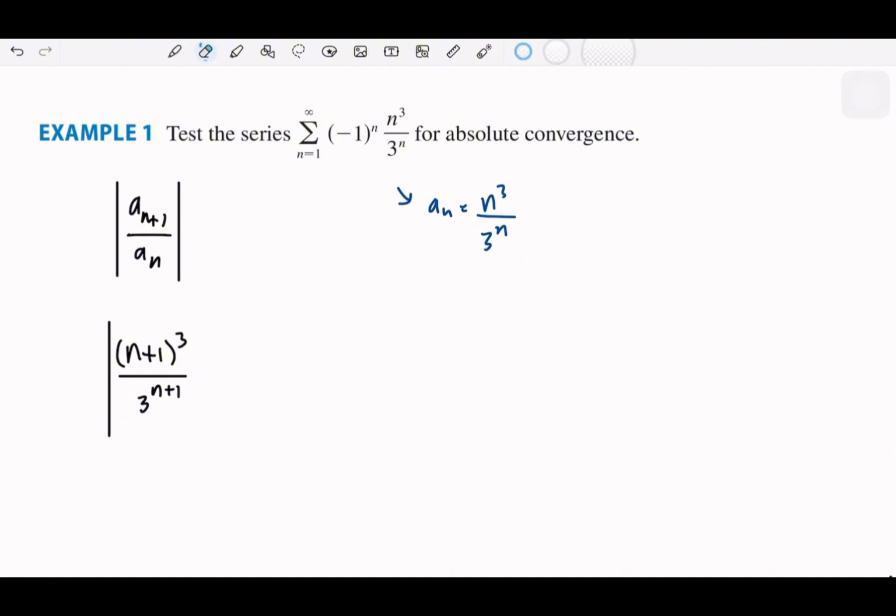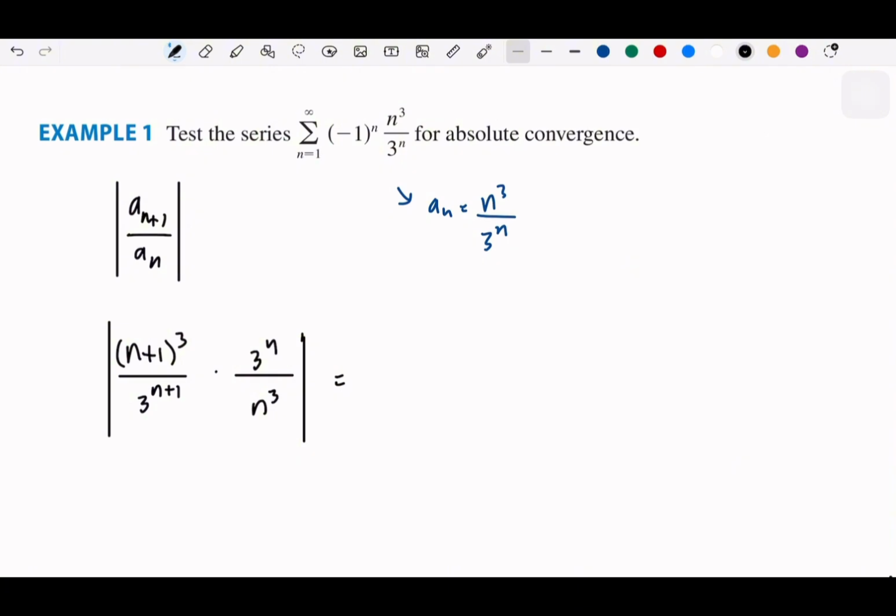Got it right. And I will ignore the (-1) to the power of n, because that is going to be absolute, so we can ignore that. And let me write this 3 to the power of n over n cubed. So this is actually coming from here, n cubed over 3 to the power of n, and we flip this. And basically, we are going to simplify this.